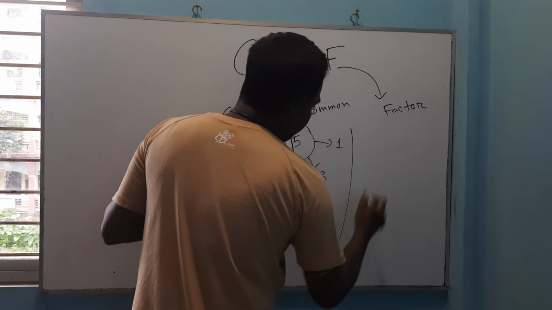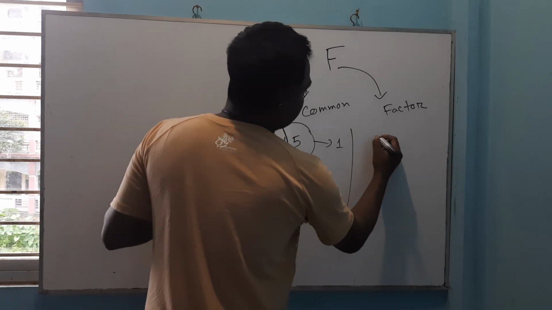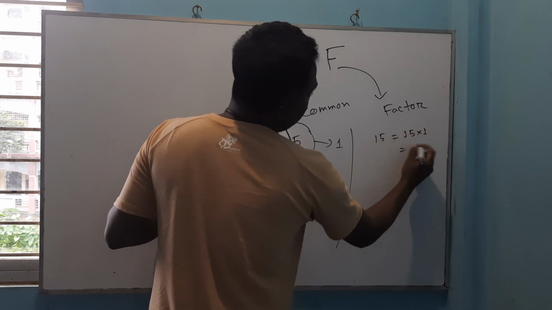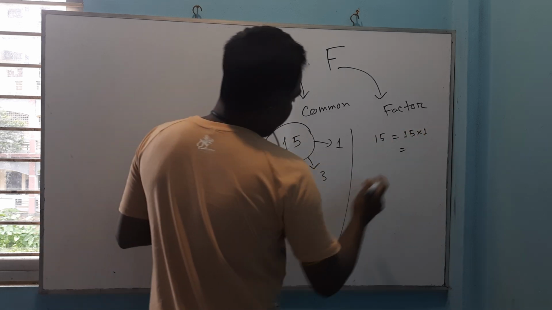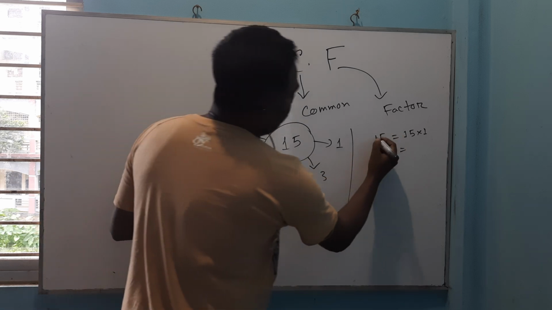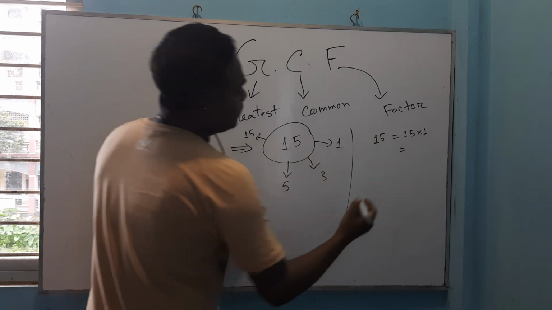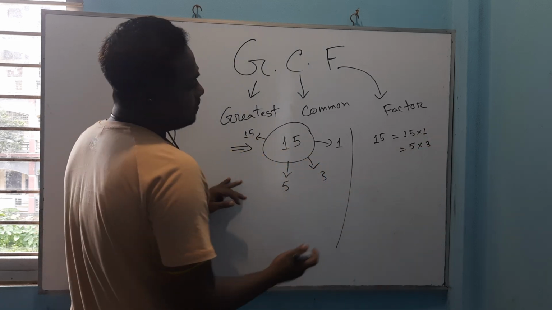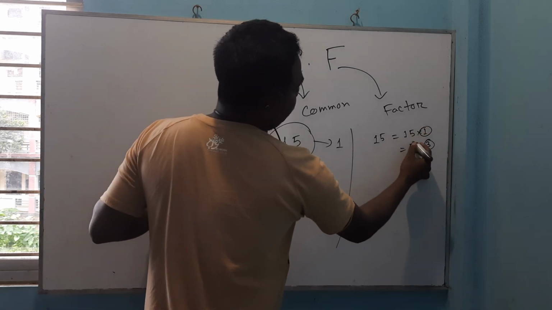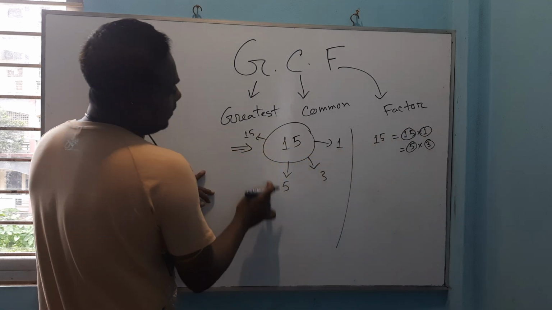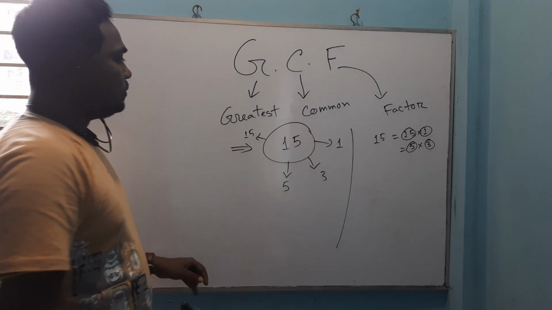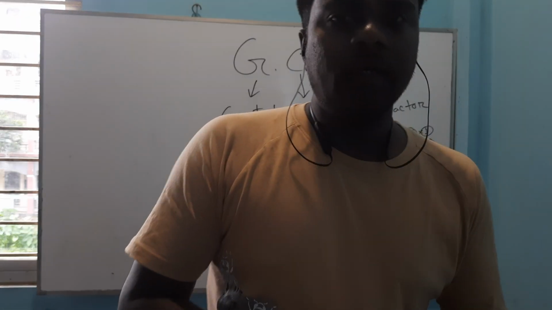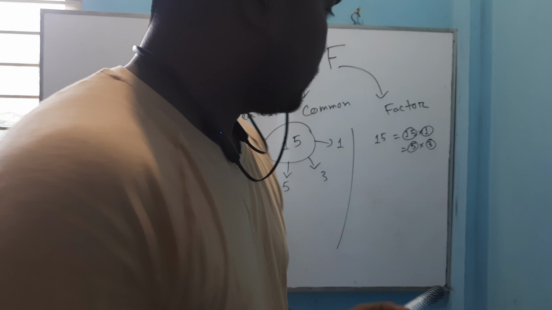You can find this in another way. 1 times 15 is 15, and 5 times 3 is 15. For that you will find the factors 1, 3, 5, 15. In the same way you will find the factors of any number. Now we have already completed it.